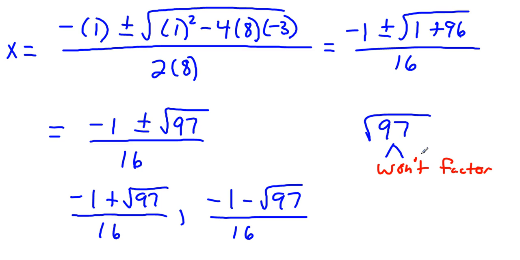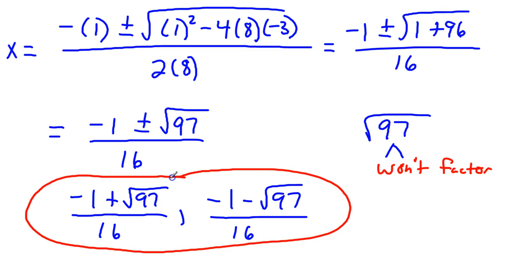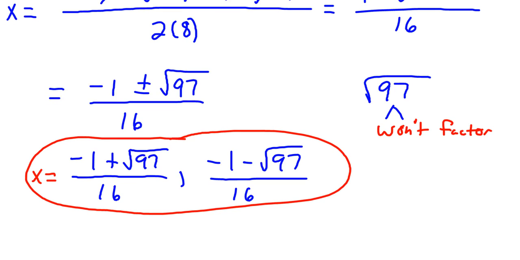Okay, so for that one, the 97 doesn't break down, so that's your two separate answers. Again, they could ask you for the decimal answers. You would just take those numbers, plug them in, figure out what the decimal answer is, and then we're good to go.